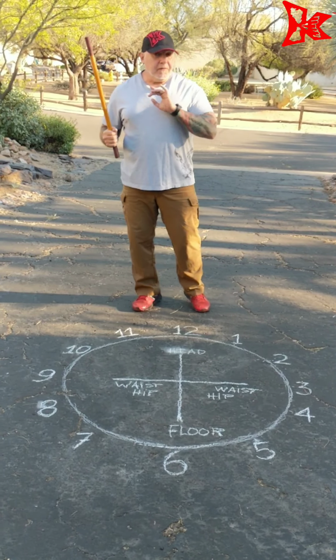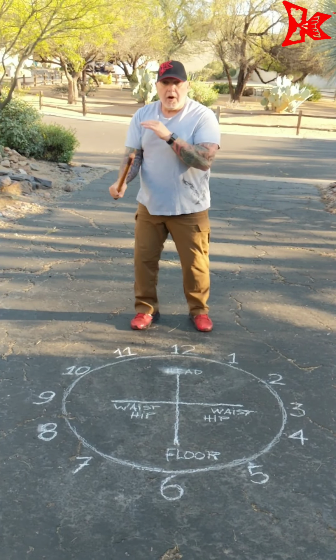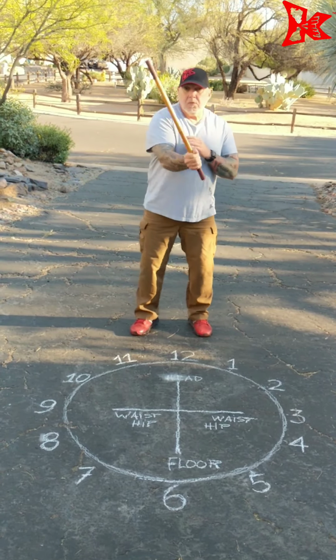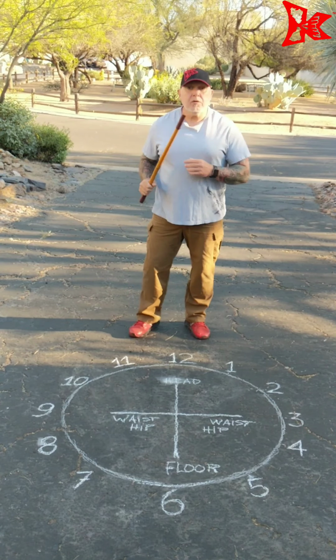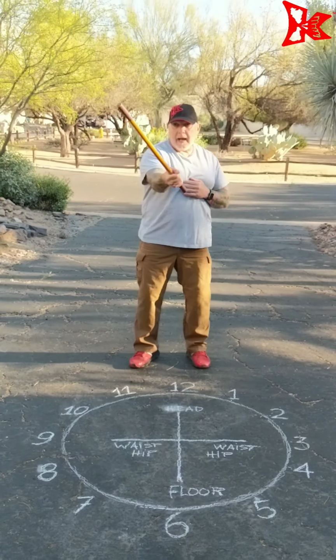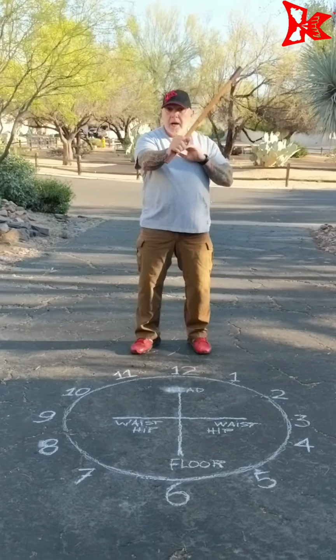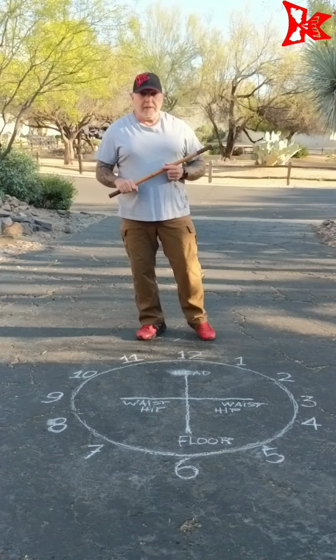If you do a figure eight, that's an example of a slicing movement. It's continuous flow. On the other hand, if you do a high, low, high, low, high, low, high, low, that is a striking movement.